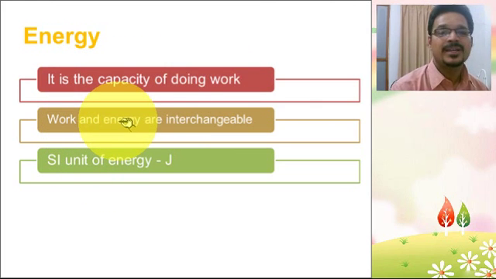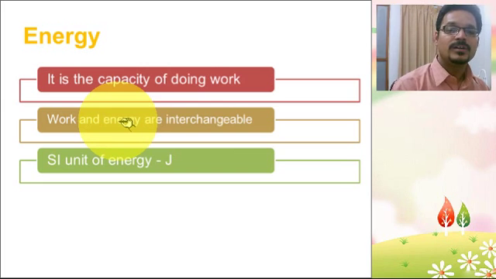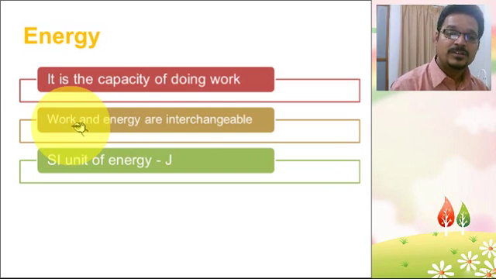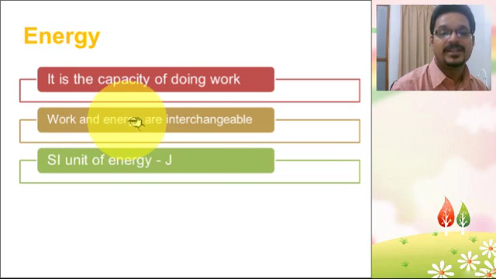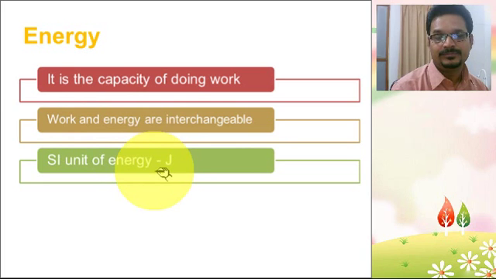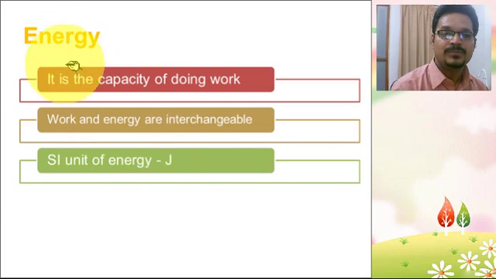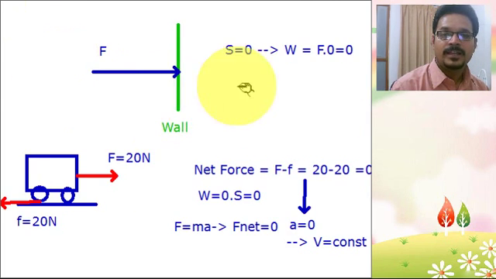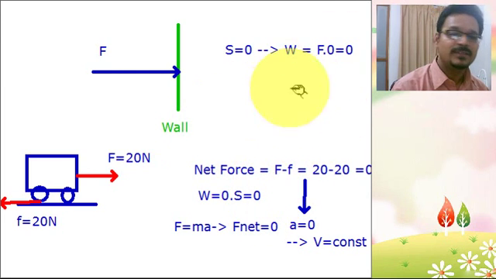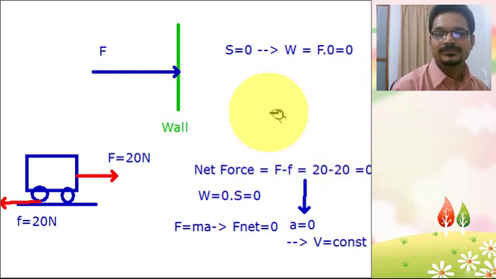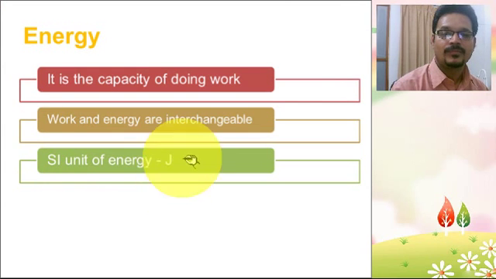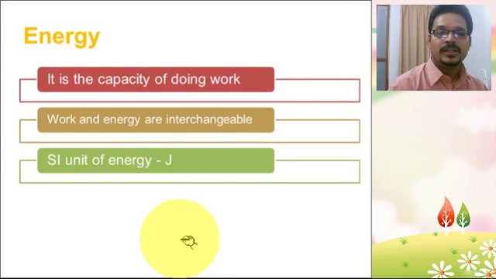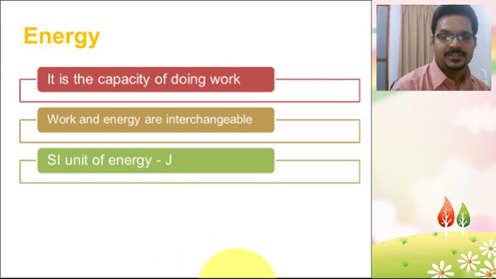Work and energy are both interchangeable. Wherever you say work, you can say energy also. And so the SI unit of work is also the SI unit of energy. Hence, the SI unit of energy is joule. So in the previous examples, if you see the amount of work done, you have mentioned 0 joules, 0 joules. You can say that the amount of energy is also 0. Right. So, let us go into the details of energy.